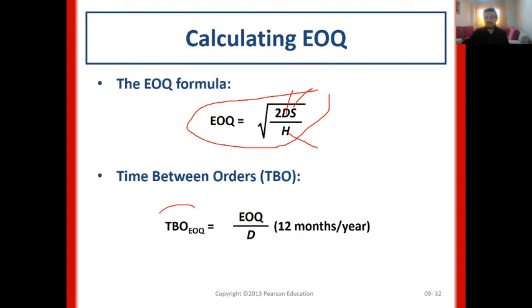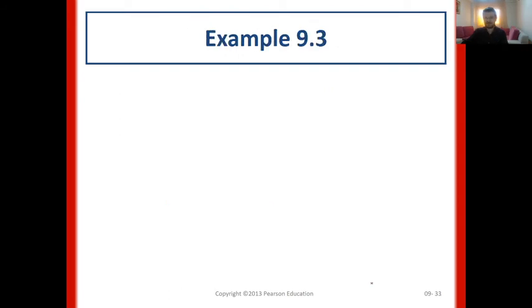And how about time between orders for a given ordering quantity? Q over D is the time between orders. When you multiply this by 12 months, you can calculate it in terms of months. So Q over D is time between orders. D over Q is the number of orders we give in a year.